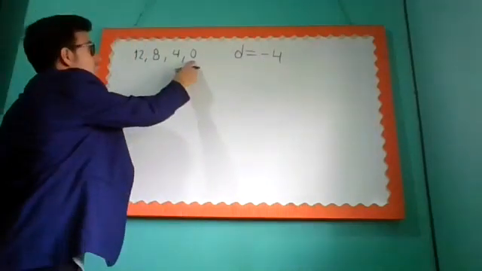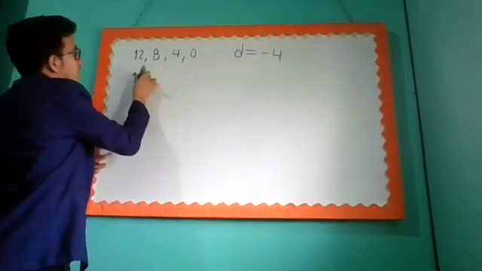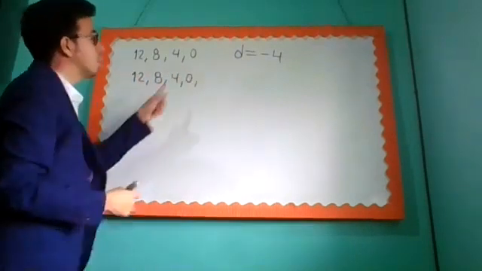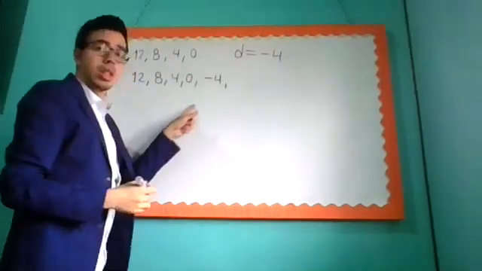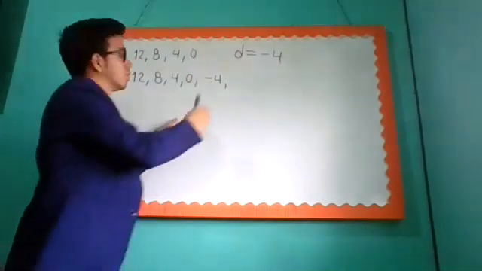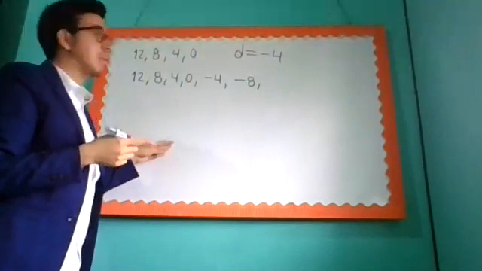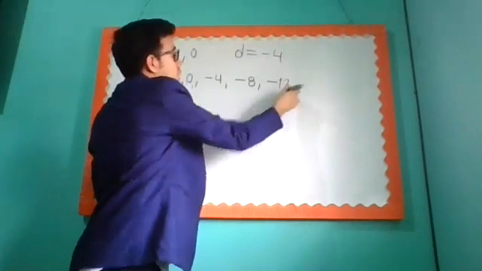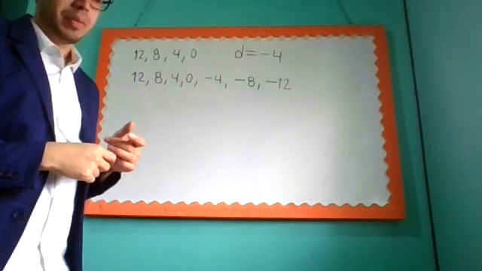If you subtract 0 minus 4, I'm going to write all the values: 8, 4, 0. You subtract 0 minus 4, it's -4. Subtract -4 minus 4, you obtain -8. -8 minus 4 again, -12. These are the 3 values with the common difference, -4.